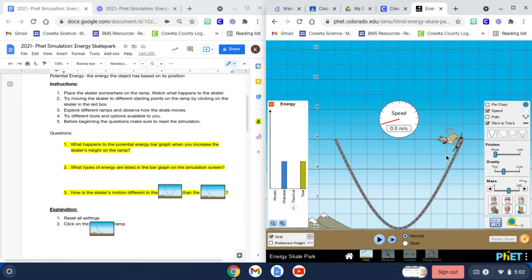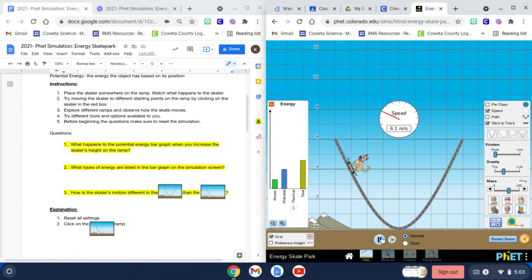You'll notice that here I have my little dog at the 6 meter mark. My total energy, if I hit play and let my dog go down the ramp, nothing can ever exceed your starting total. Whatever your total was to start with, nothing will ever go above that total. So your potential energy, where you start your skater, sets that total energy.